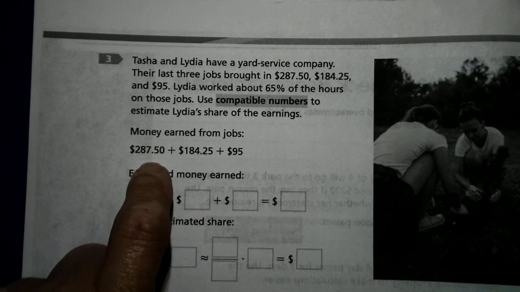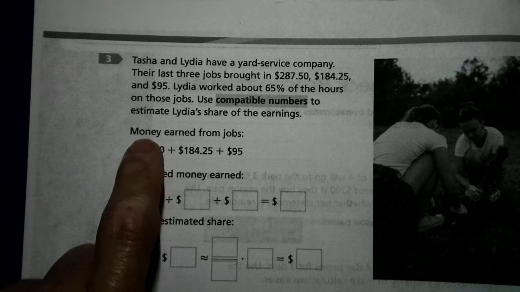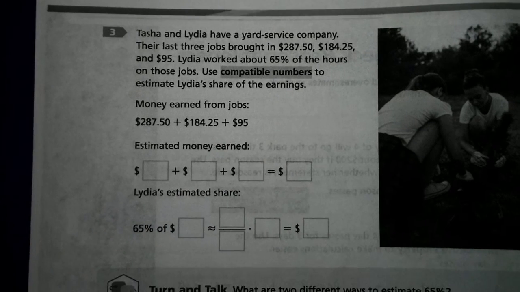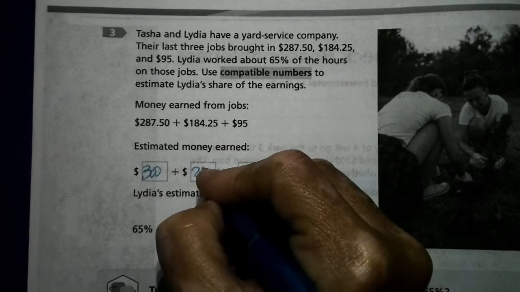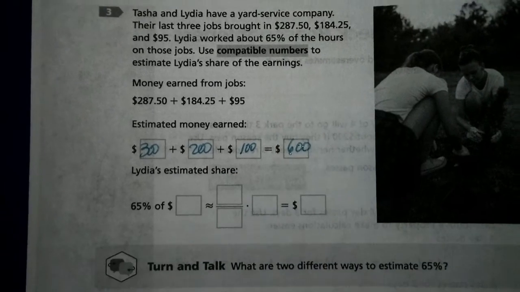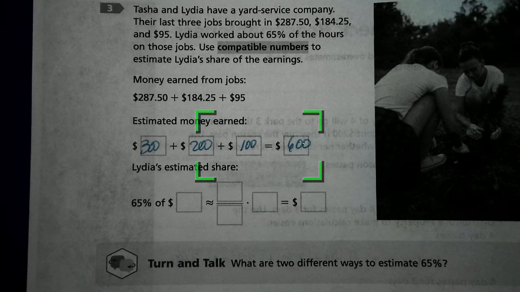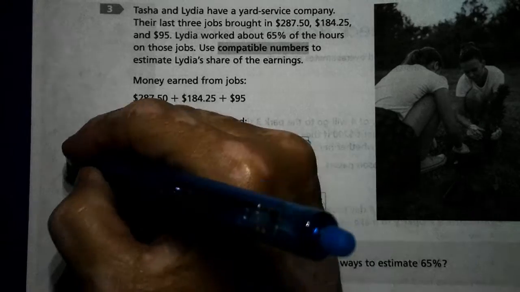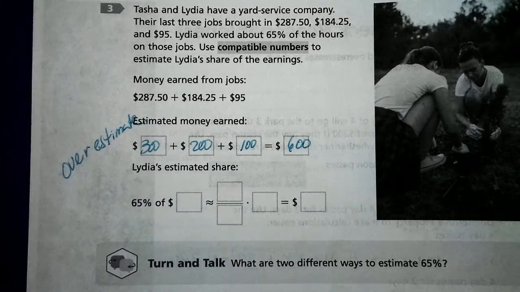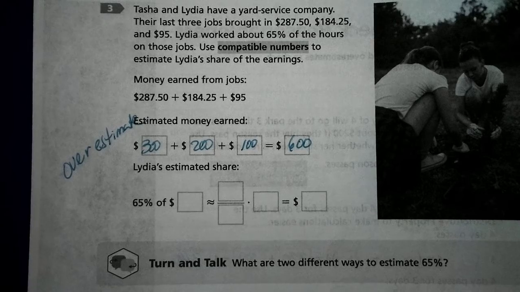So I would round this to 300, 200, and 100, right? They're all positive. So 300, 200, 100. That gives me 600. They're all positive. We rounded up, so we would have an overestimate. If they are talking over or under, we would be over estimate.